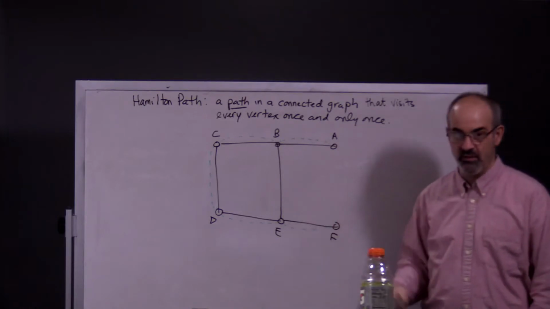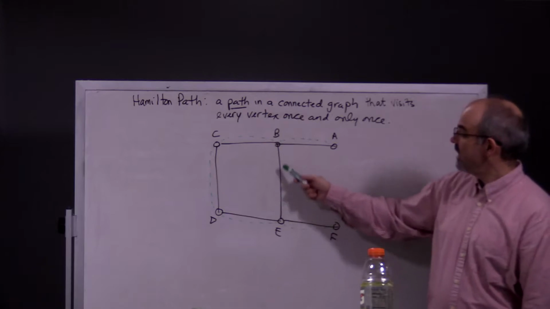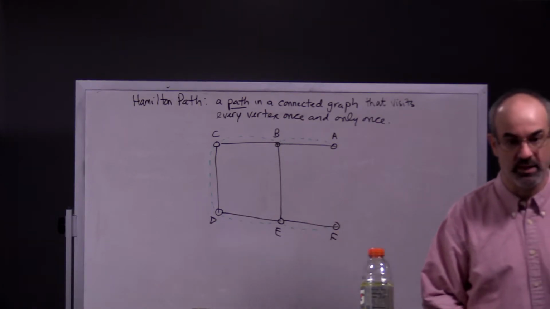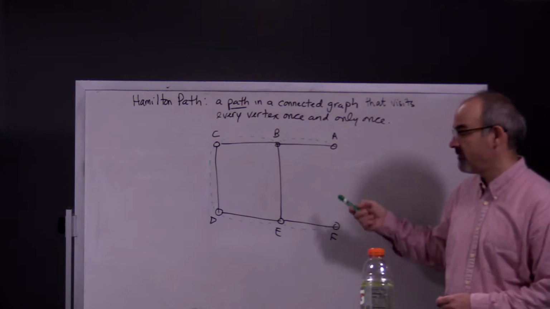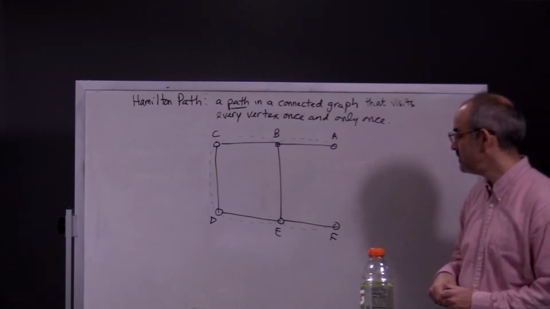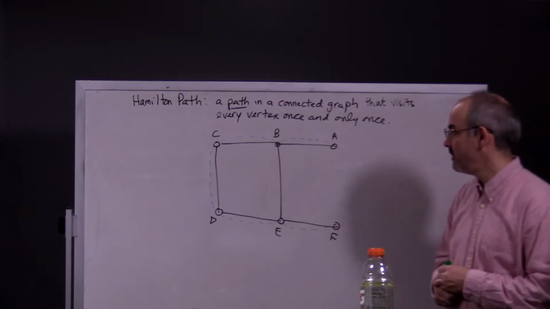Notice that you don't have to travel on every edge in the graph. This edge here we never will travel on. That's not one of the requirements. The requirements are you have to visit every vertex once and only once. So this graph does have a Hamilton path.